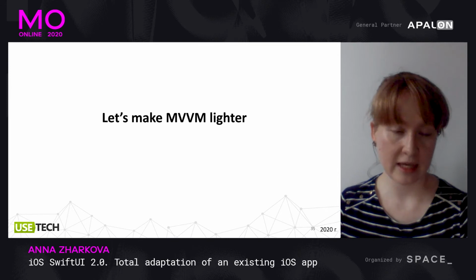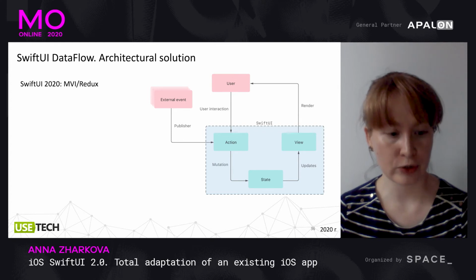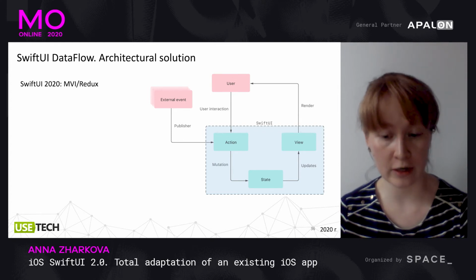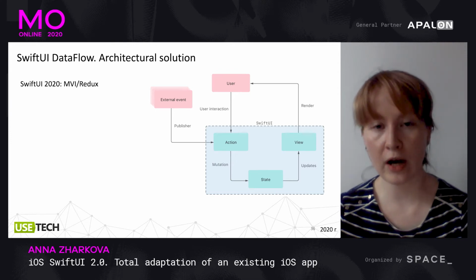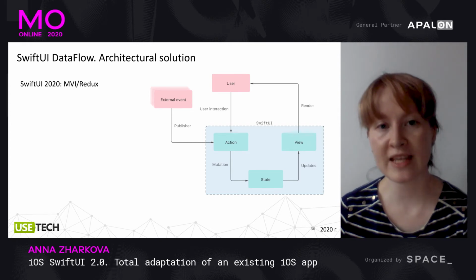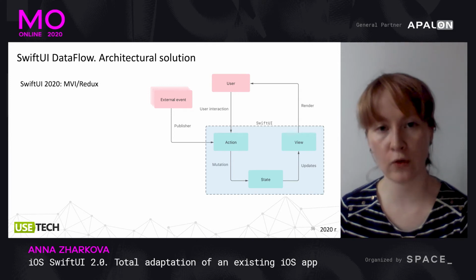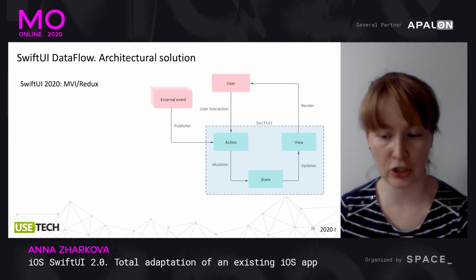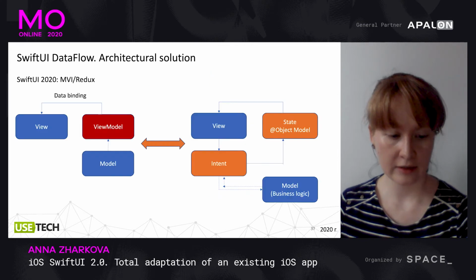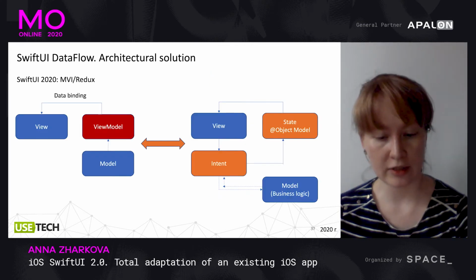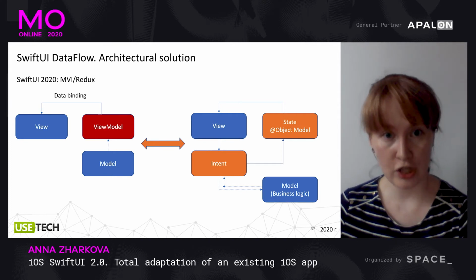So at first, let's make our MVVM lighter. This year, Apple presented another default architecture solution for SwiftUI. It is MVI Redux. The user interactions perform some action. It creates some action that will change the state of our application, it will create the state of our application, and then the state will update our view. For example, it means that our view model is split into the state and the intent that will change this state.